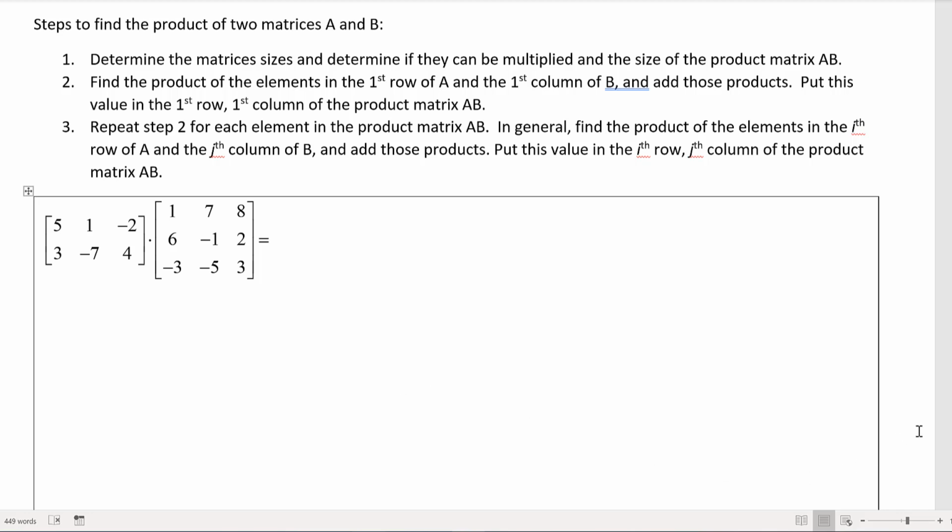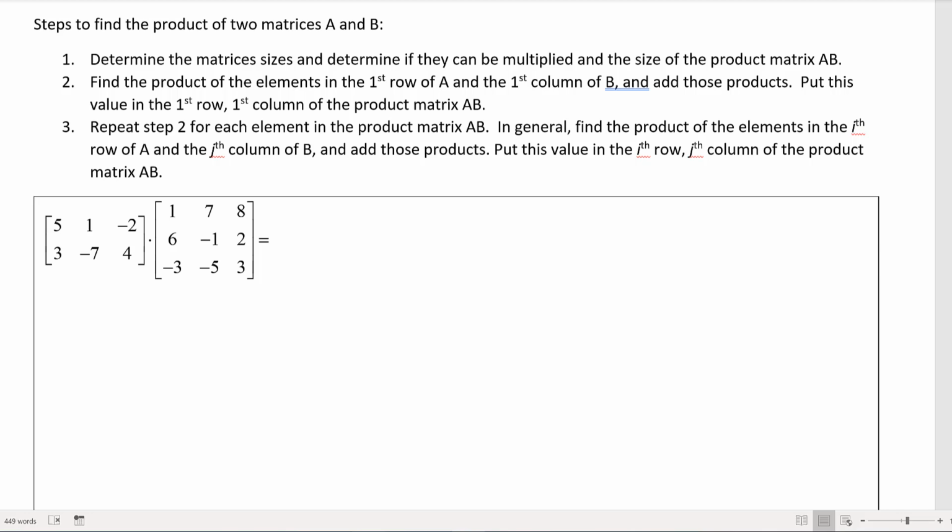Step 3 says repeat step 2 for each element in the product matrix AB. In general, to find the product elements in the ith row of A and the jth column of B, and then add those products. Put this value in the ith row and the jth column of the product matrix AB. Now that again gets really crazy with the ith and the jth. It just means whatever value you're looking for, you're going to look in that row and that column of the first and second matrix. And again, this is going to make a little bit more sense when we actually do it.